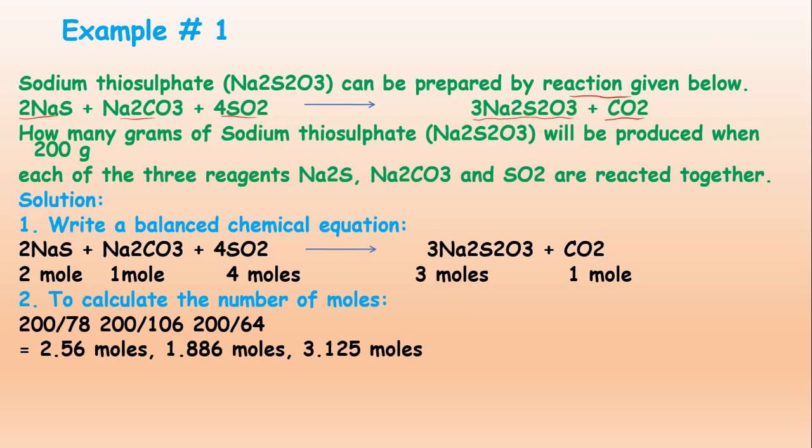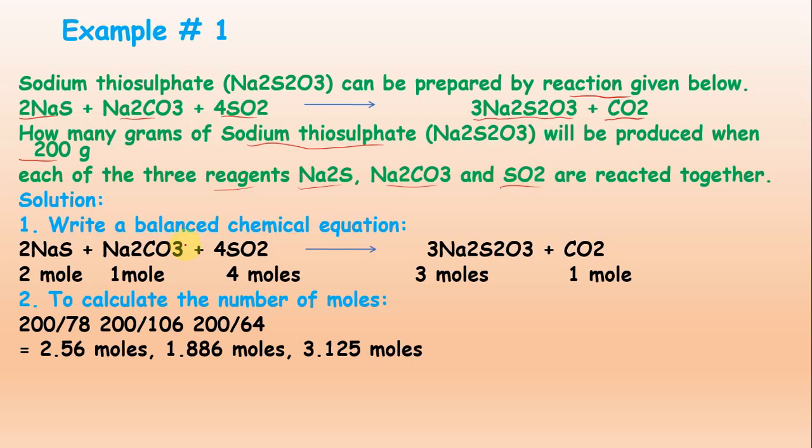And what is the question? How many grams of sodium thiosulfate? That means step number 5 is being asked: calculate the mass of the product that will be produced when 200 grams of each of the 3 reactants, sodium sulfide, sodium carbonate and sulfur dioxide, are reacting together. So the mass is given, 200 grams of each reactant. Now how can we solve it? By these steps which I have mentioned.